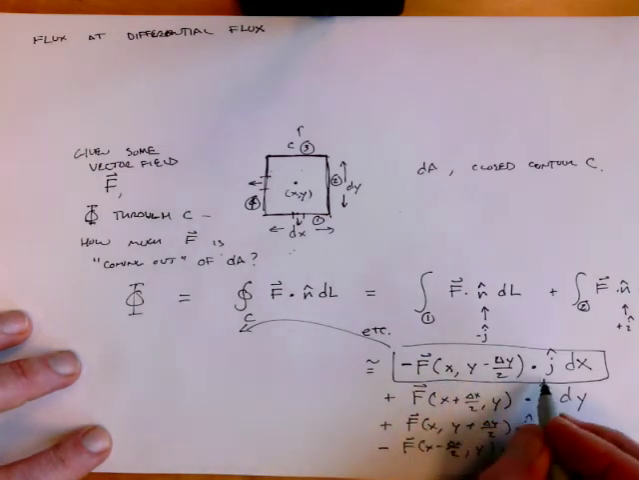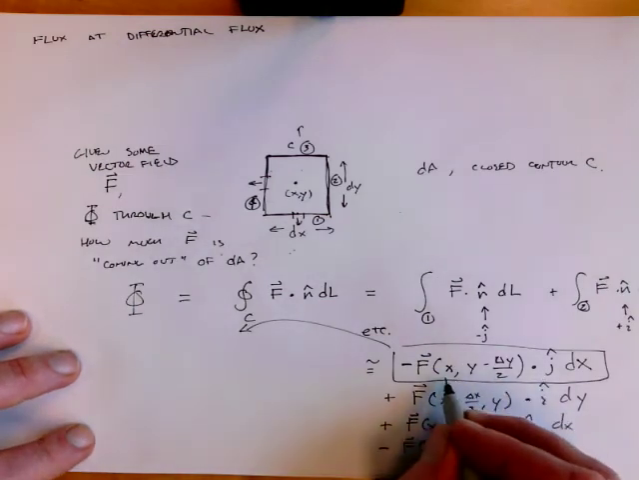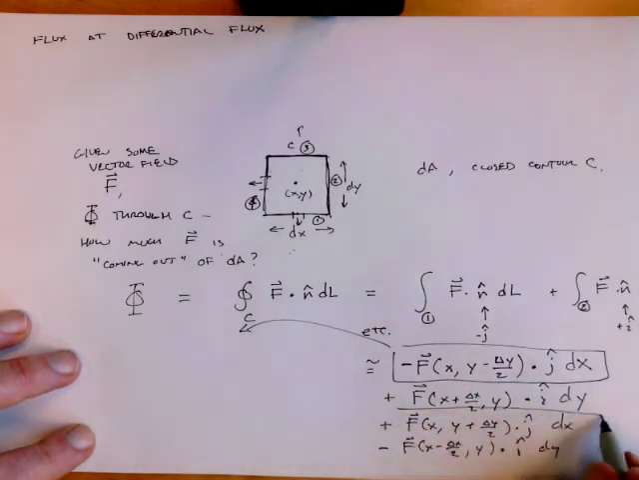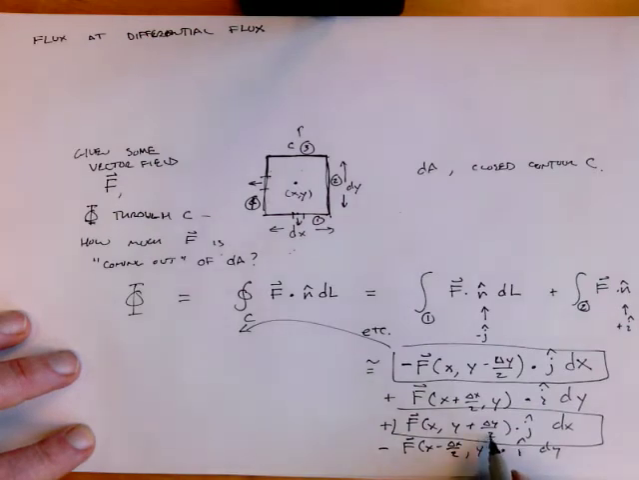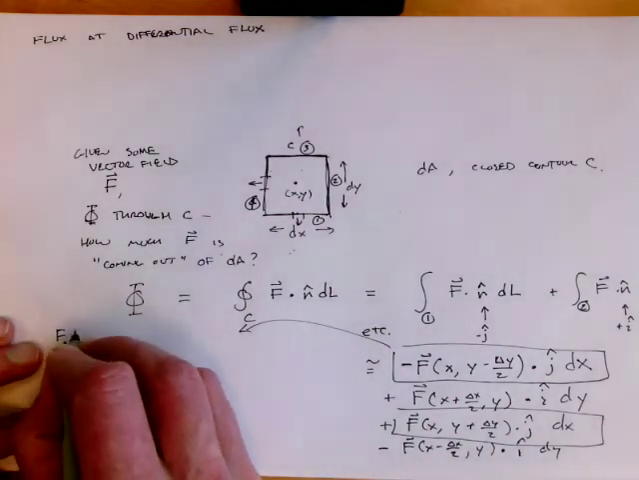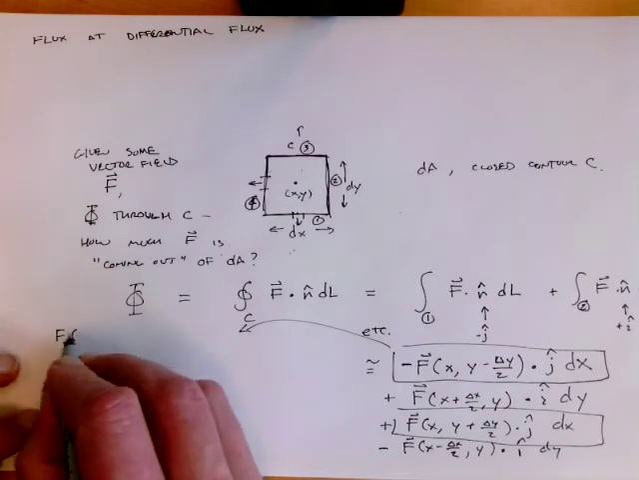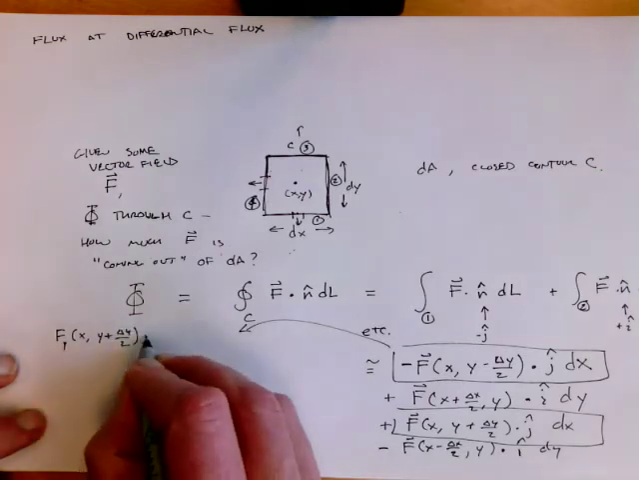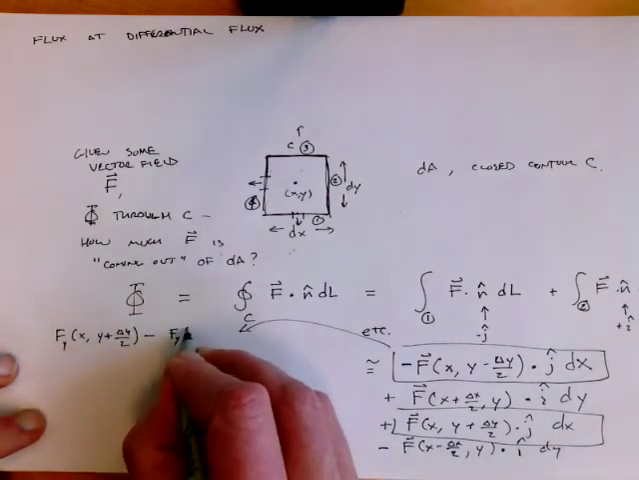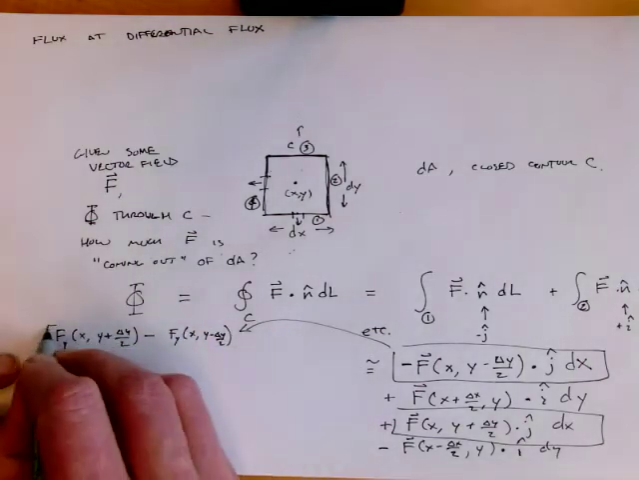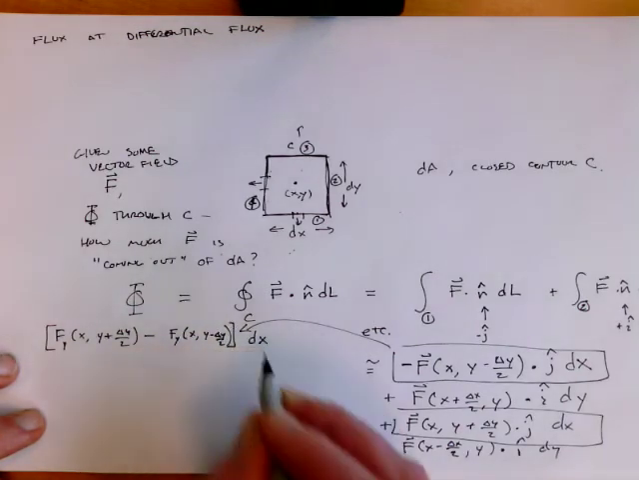Now if I collect terms here, I've got this term, which looks like, if I bring this over here, this is just the y component of f evaluated at the point y minus delta y, and this is the y component of f evaluated at the point y plus delta y over 2. So that looks like the y component of f, and I apologize for this notation, evaluated at x comma y plus delta y over 2 minus the y component of f at x comma y minus delta y over 2, all times dx.